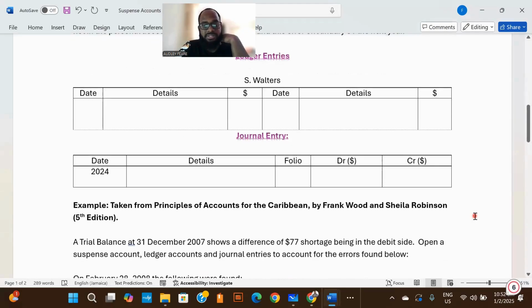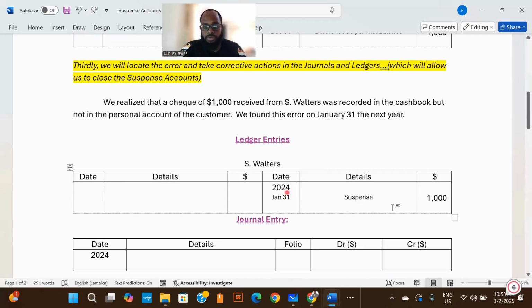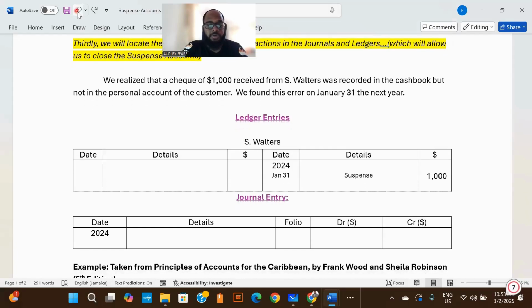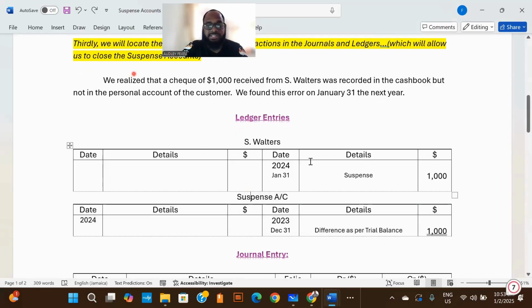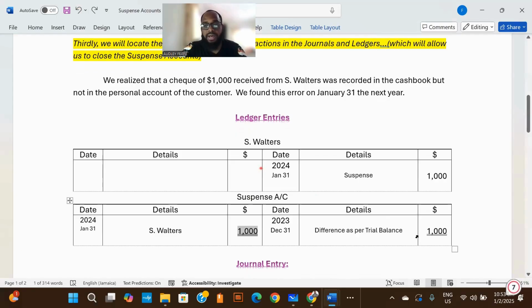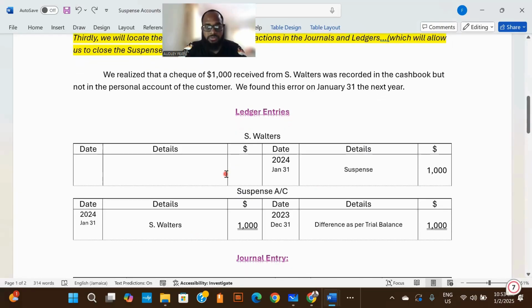So how do we correct this? S. Walters: because the debtor paid us, the debtor account is decreasing. When assets decrease, we credit. And then we also bring back our suspense account because we had it already. Since we credited S. Walters with the suspense, we have to debit the suspense account. So January 31, S. Walters $1,000, and we balance off. Now our suspense account is closed. So we took the corrective action and we closed the suspense account.